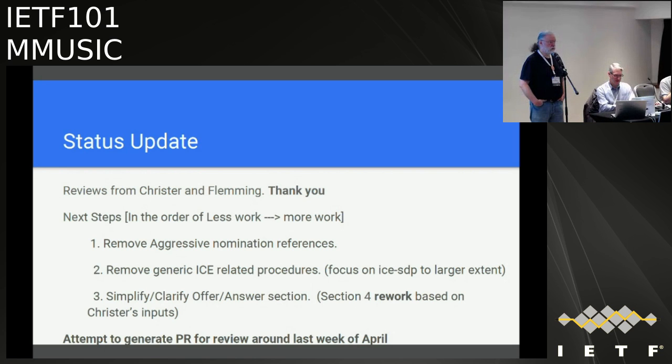So when should we expect an updated document? Last week of March, April? Yeah, I think you will not see a new version of the document before May. And again, it's not in my hands. Okay.